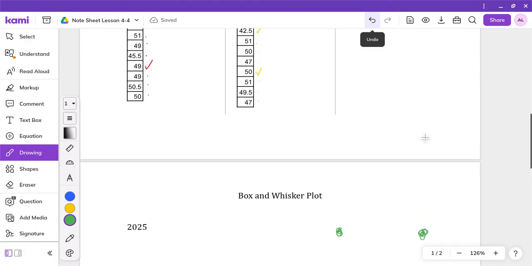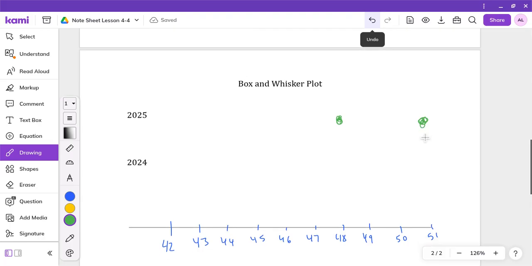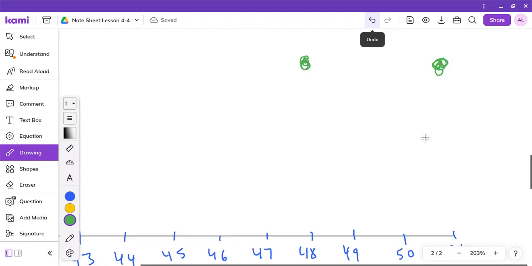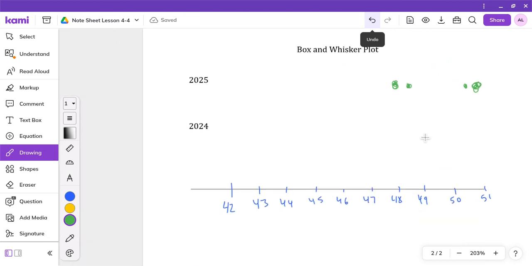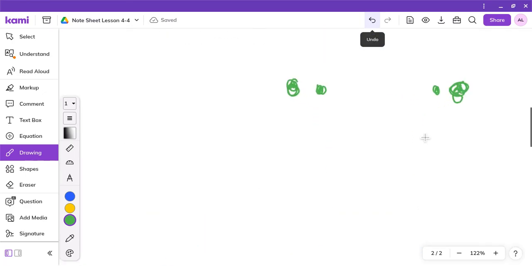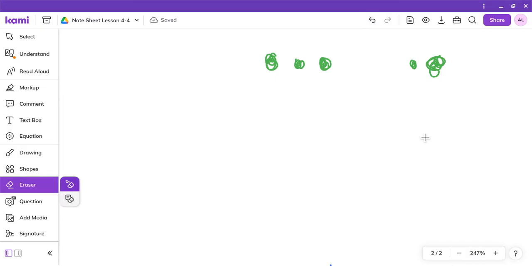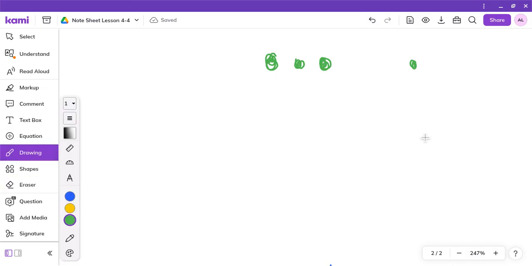Okay? Quartiles then. 48.5 and 50.5. Okay, 50.5 would be like here. 48.5 would be here. And then the median is 49 for both of them. That's convenient. 49. Okay, so those are my 5 key points. This one looks like garbage. Hold on. Okay. Those are my 5 key points.